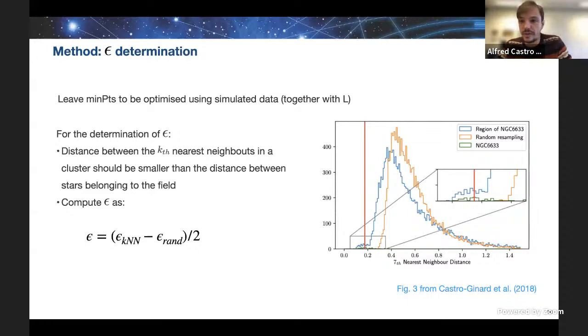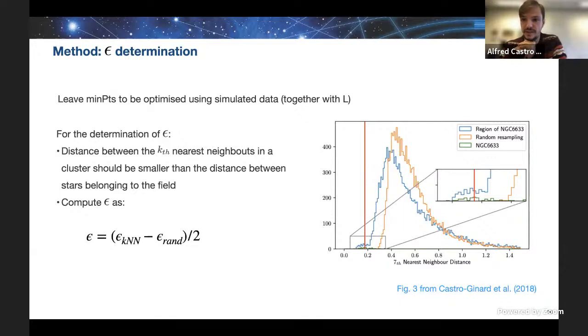Okay, so how do we compute the parameters for the HDBSCAN? First, there is the epsilon parameter. Well, let me explain the other two first, which are the easiest ones. The minimum number of points plus the sizes of the regions that we use to search for the lower densities are chosen using simulated data.